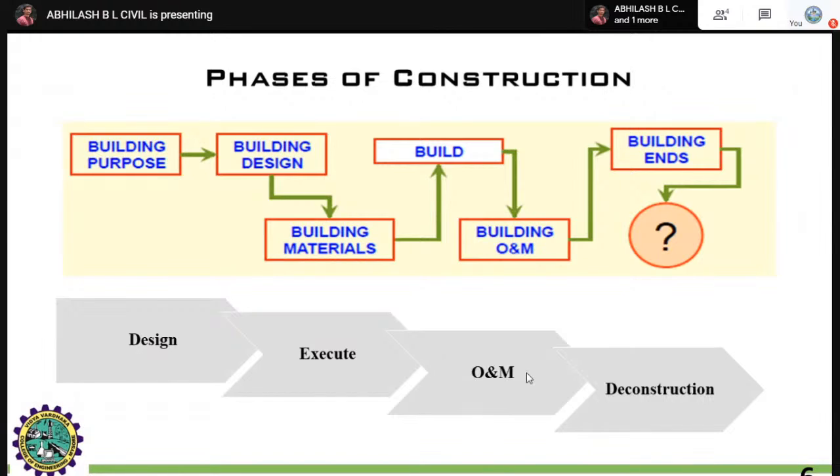Next comes the building design. As I told, you have to understand what the building purpose should be. Coming to the design, later on comes procurement, that is building materials. Next, build, that is execution, then building operation and maintenance, and building end. Next, what comes after the deconstruction? Whether those materials are reused or recycled or whatever it might be.